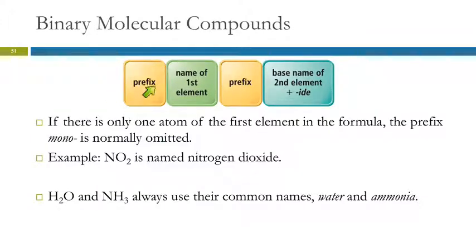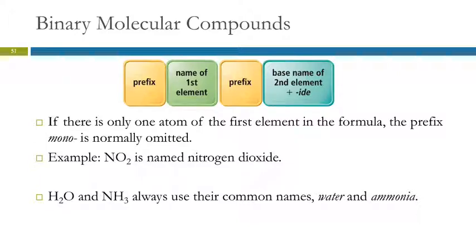So here's the overall pattern. A prefix in front of the name of the first element, a prefix in front of the name of the second element, but we change its ending to "ide." Just like we often omit writing the number 1, like in this formula, NO2, we don't write N1O2. We also often omit the prefix mono, especially if it's in front of the first element. So there are some kind of odd little things that happen. I will not try to trick you with this. So this would be nitrogen dioxide. There's 1 nitrogen and 2 oxygens. So if this was a multiple choice question, I would not put nitrogen dioxide and mononitrogen dioxide on there in an attempt to trick you. Okay, I won't do that.